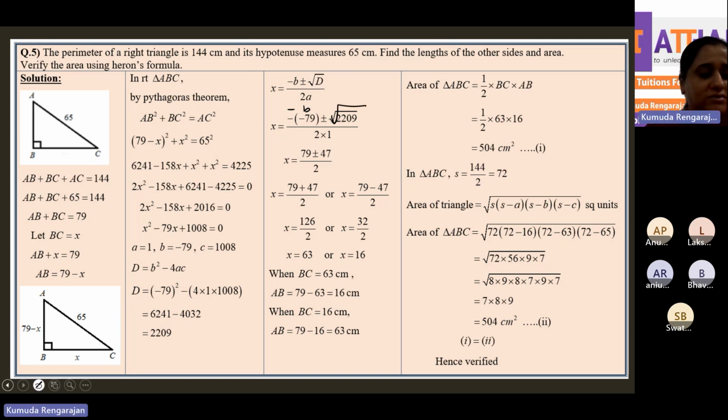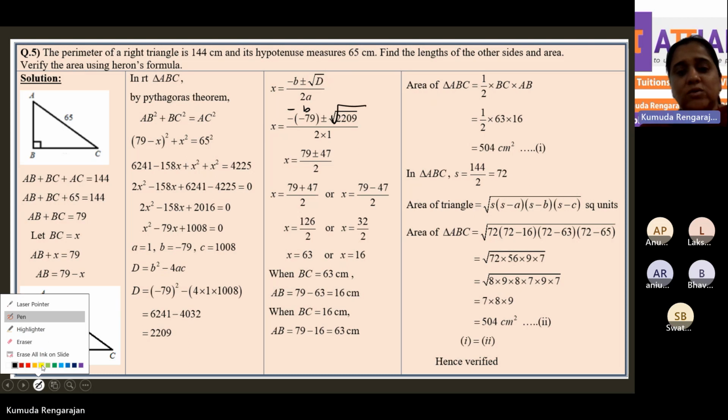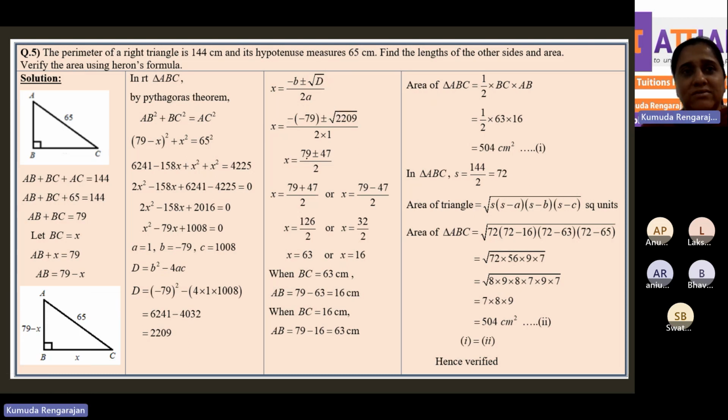So when you work this out, you get minus into minus, plus 79, plus or minus. You need to know how to find the square root of this number, 2209. Okay, I'll tell you. We'll recall how to find the square root of a number. So that's 47. Then when you calculate 79 plus 47 by 2, and 79 minus 47 by 2, that will give you the two values for x. So x is equal to 63 or 16.